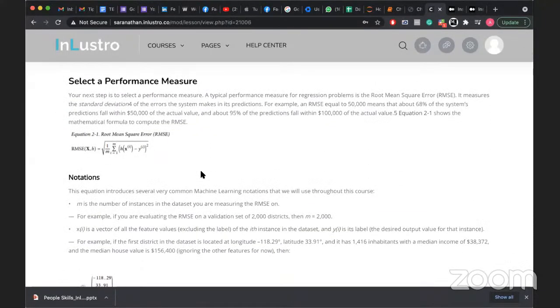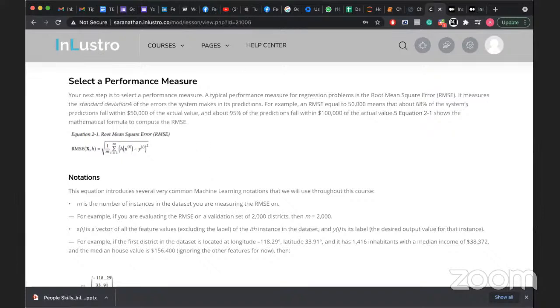Now, selecting a performance measure. The next step is to select the performance measure. A typical performance measure for regression problems is the root mean square error. It measures the standard deviation of the errors in the system, right? For example, RMSE equals 50,000 means 68% of the system's predictions fall within 50,000 of the actual value, and about 95% of the predictions fall within 100,000 of the actual value.